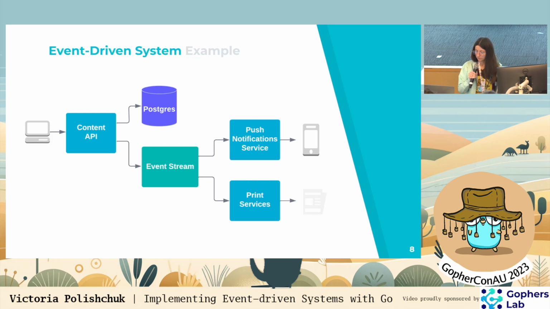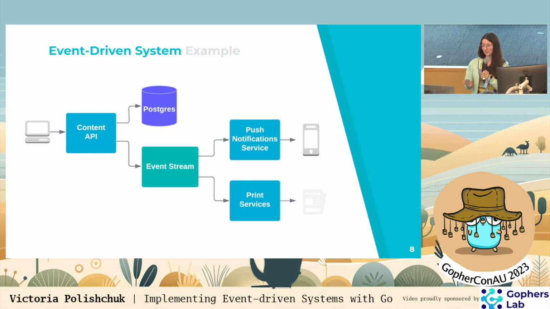So when the user makes a request to the content API, they will not have to wait for mobile notifications to be pushed or the printed edition to be made. That would be ridiculous. Another reason an event-driven system is beneficial here is that we can pass the data, and, for example, print services can maintain their own copy of this data instead of calling the content API every time to access articles, so that reduces load on our content API.